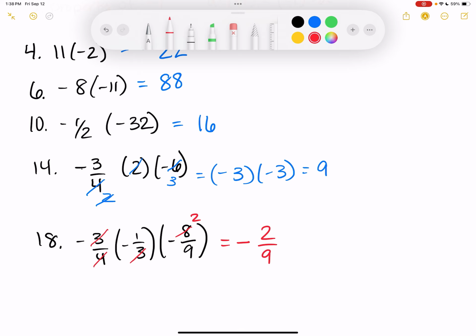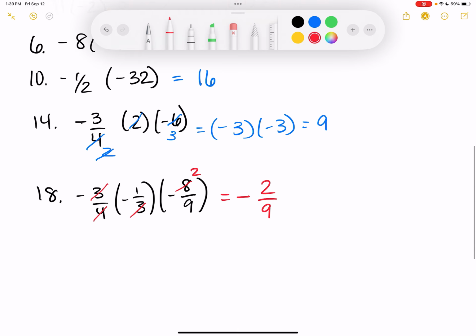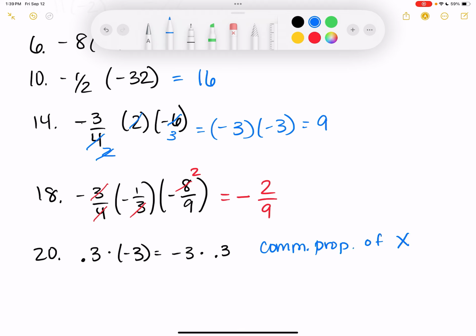All right, identify the property. 20. 0.3 times negative 3 equals negative 3 times 0.3. Which property is that? Yep, commutative. And remember, we want to put of multiplication. You can do it with the little multiplication symbol, because now that we have both, we want to specify which one we're using.